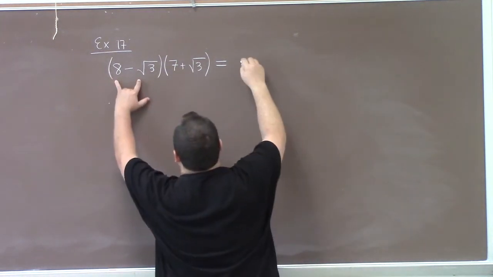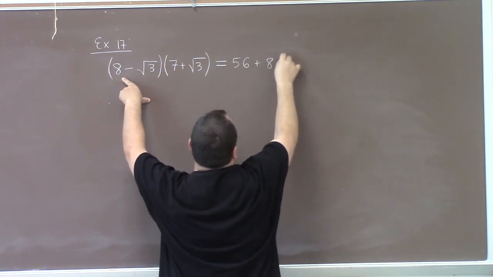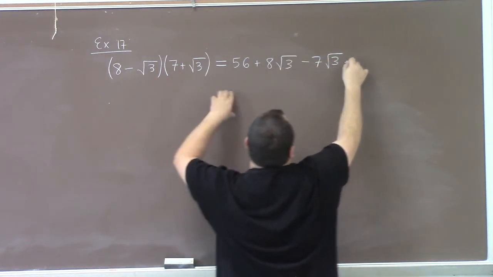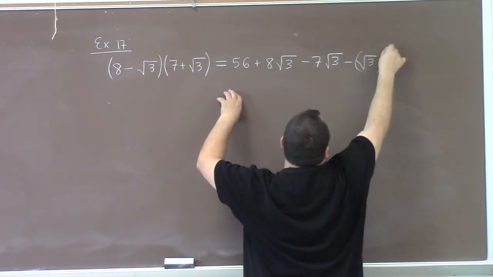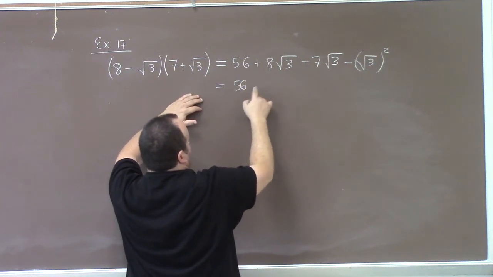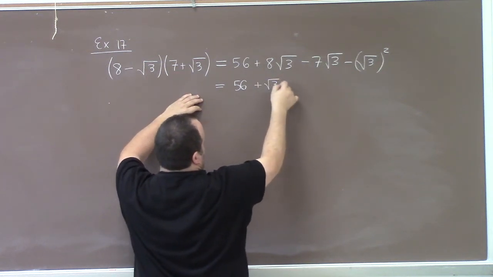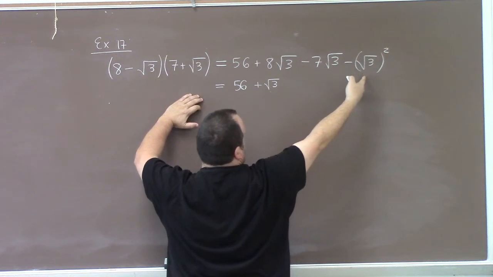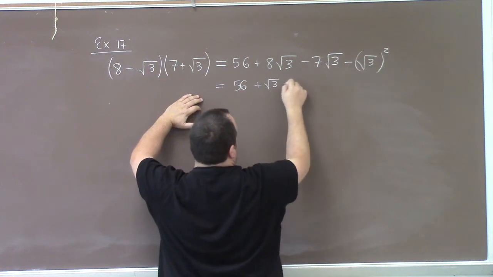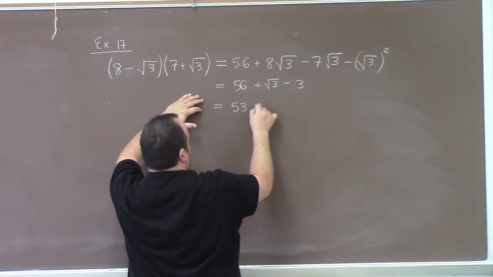And so I get 8 times 7, which is 56, plus 8 root 3, minus 7 root 3, minus the square root of 3 squared. So what's that? 56. 8 minus 7 is 1, right? So just plus root 3. And what's the square root of 3 squared? 3, right? So we just have minus 3 there. So the answer is 53 plus the square root of 3.